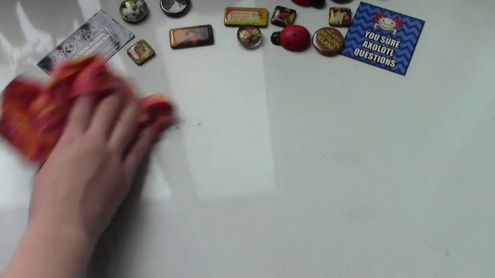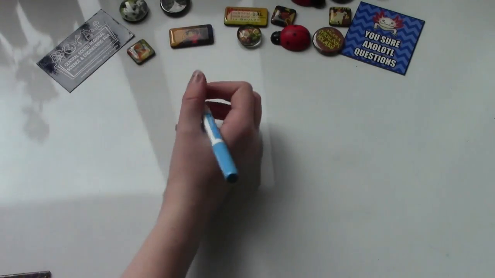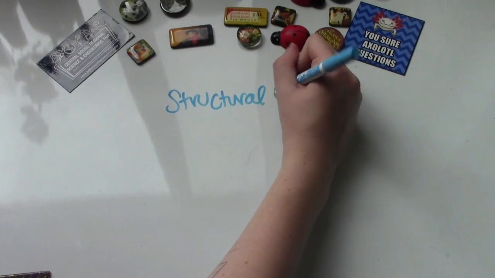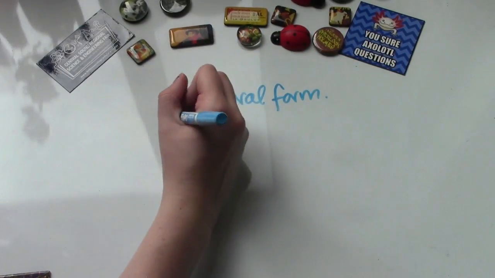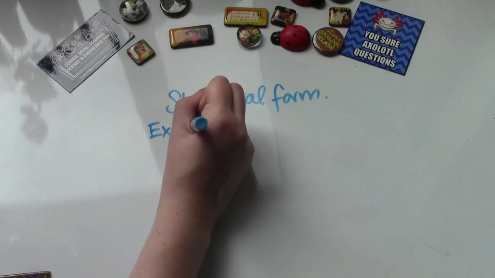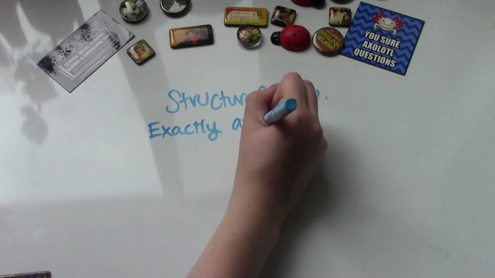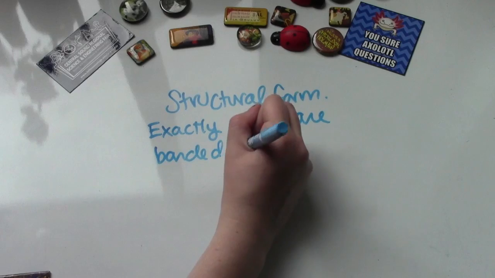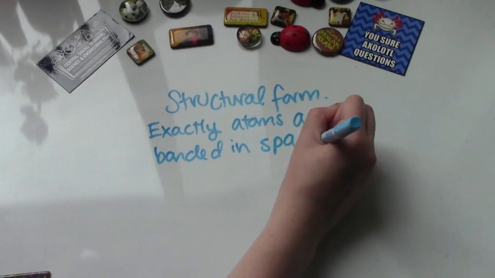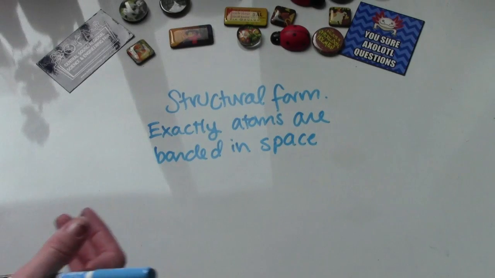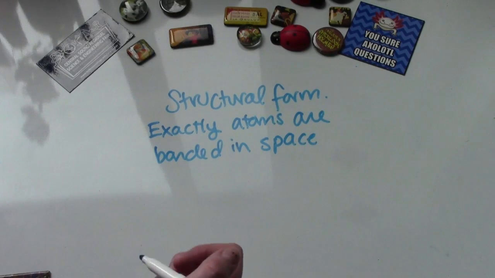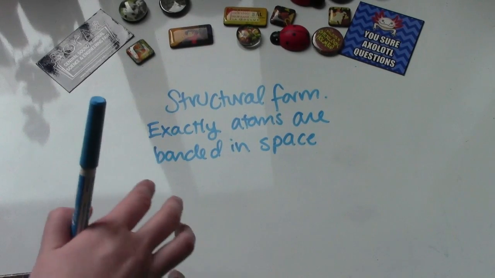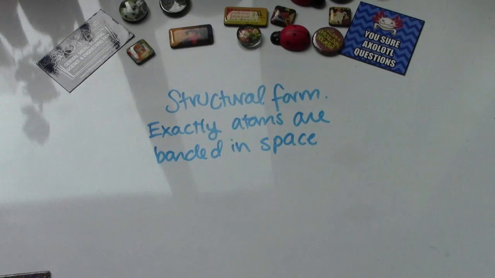And then there's one last one, a third one. This is our structural formula. Structural. And this is exactly how the atoms are bonded in space. And not space as in outer space, but as in 3D, three planes of space. You usually see two kinds of structural formulas. It does depend on the program or the teacher you're working with.